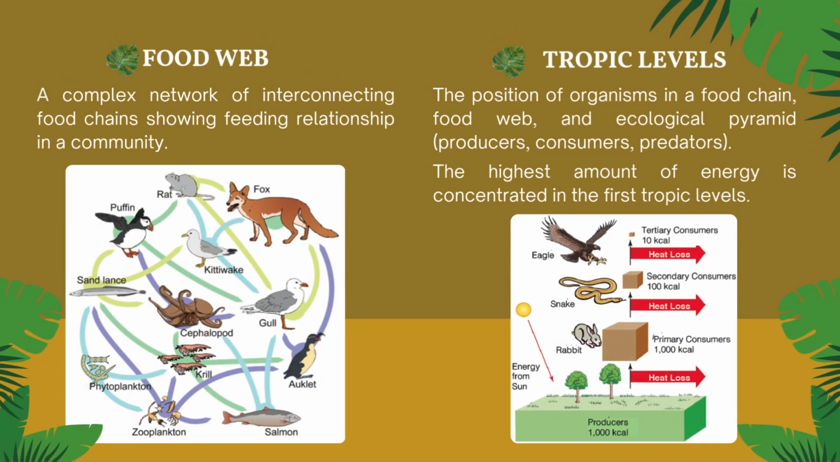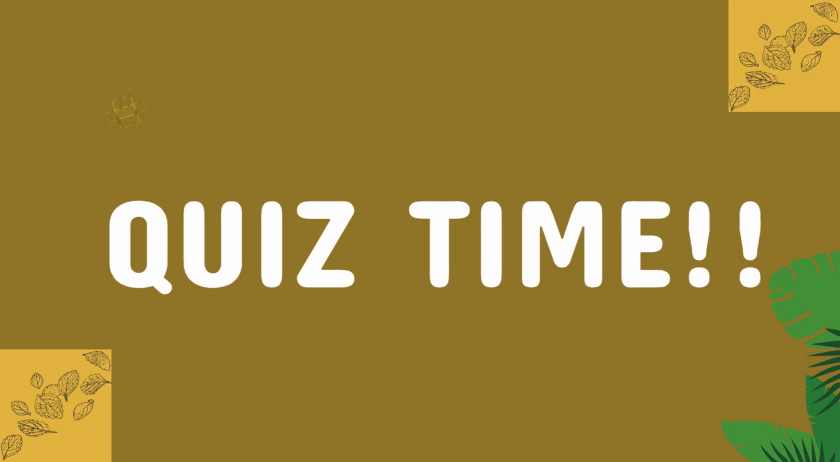Food web. Food web is a complex network of interconnecting food chains showing feeding relationships in a community. Trophic levels. The position of organisms in a food chain, food web, and ecological pyramid. The highest amount of energy is concentrated in the first trophic level.